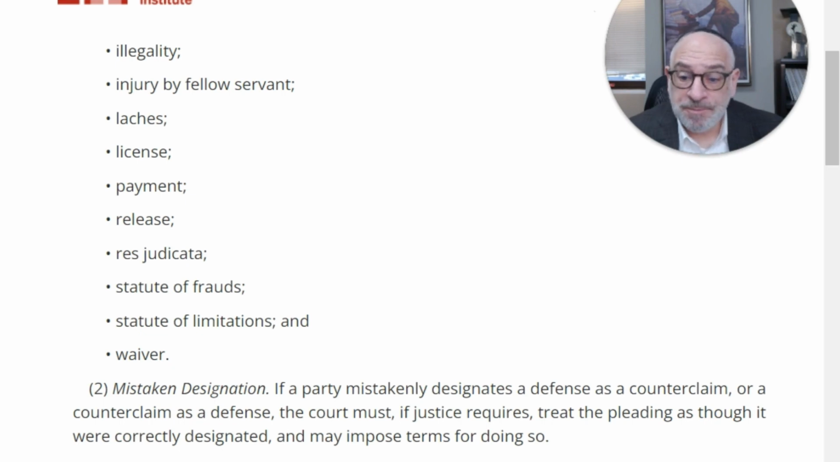Depends on the state. Statute of limitations: most, not all, statutes say you can only sue someone for X number of years after this statute is breached.